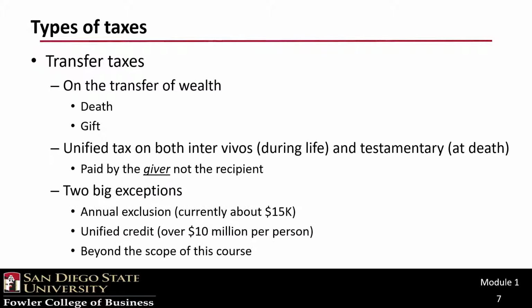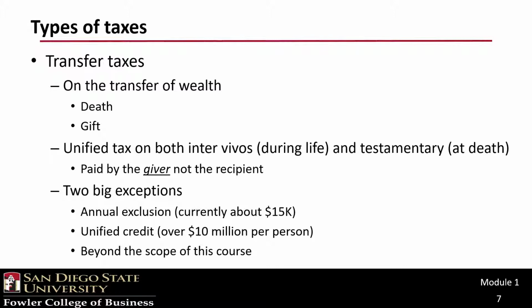There are two big exceptions to the tax on gifts, either during life or at death. The first is there's an annual exclusion that is currently about $15,000 per person. So that means I could give $15,000 to each one of my children, for example. My wife could also give $15,000 to each one of my children. So you can see that there's a fairly healthy annual exclusion that cuts out most gifts.